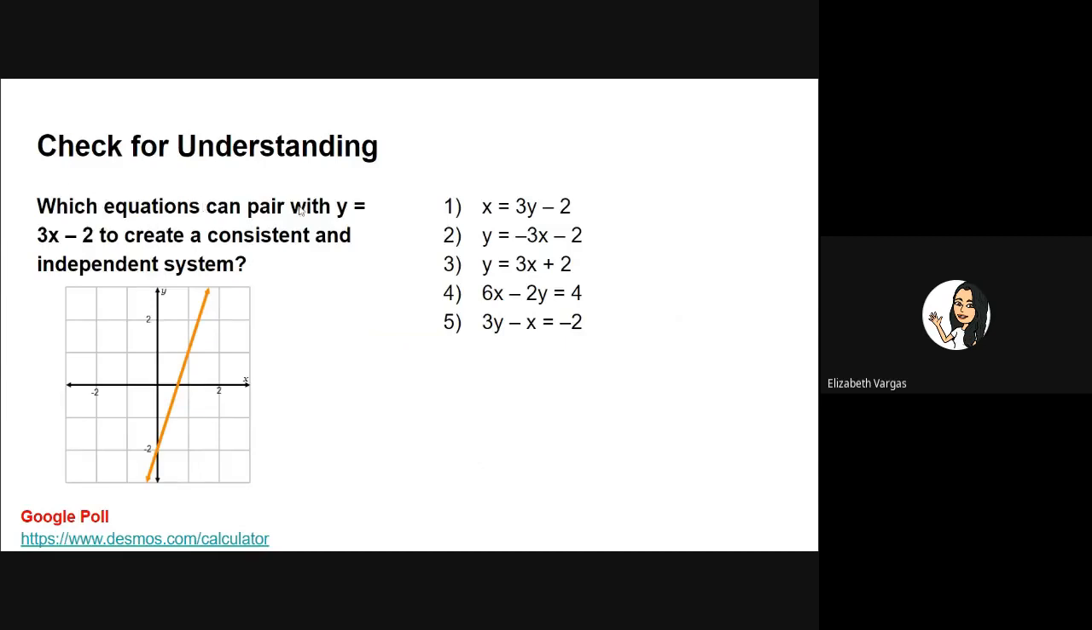Which equation can be paired with y equals 3x minus 2 to create a consistent and independent system? Independent means one solution. So let me put Desmos in the chat once again. Basically, you're going to graph that equation, graph the answer choices, and see which ones are consistent and independent. So we're practicing graphing these. I'll give you about 2 minutes. So you're graphing and then answering the poll.